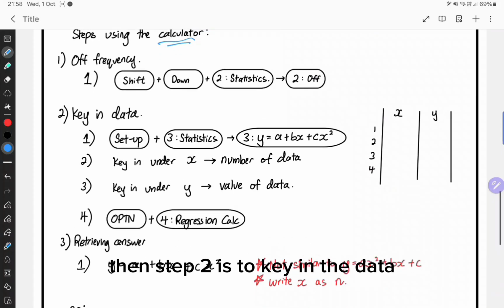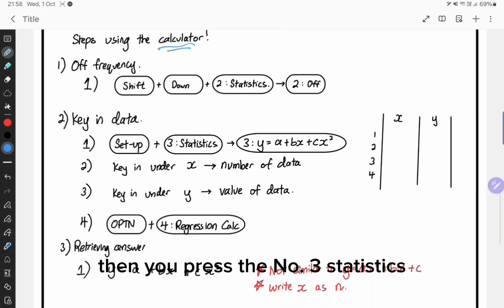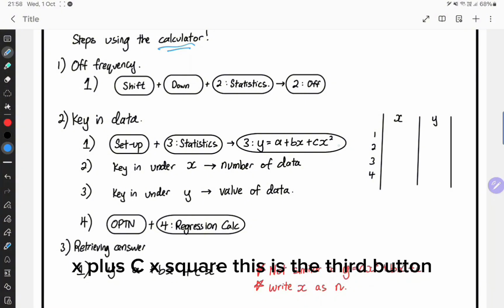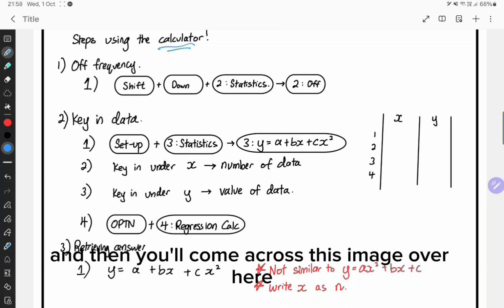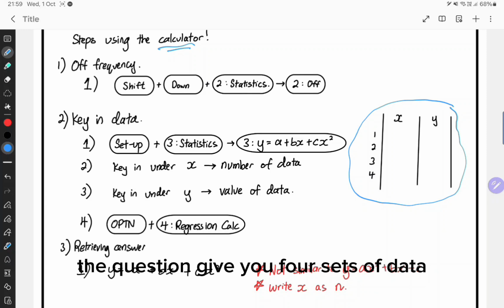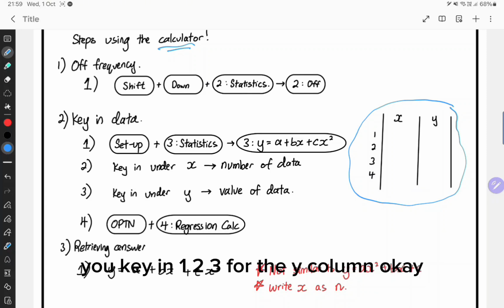Then step 2 is to key in the data. So you click the setup button, then you press the number 3 statistics, and then you press y equal to a plus bx plus cx squared. This is the third button. And then you'll come across this image over here, and under the x you key in the number of data. So let's say for example the question gives you 4 sets of data, you key in 1, 2, 3, 4. If the question gives you 3 sets of data, you key in 1, 2, 3.